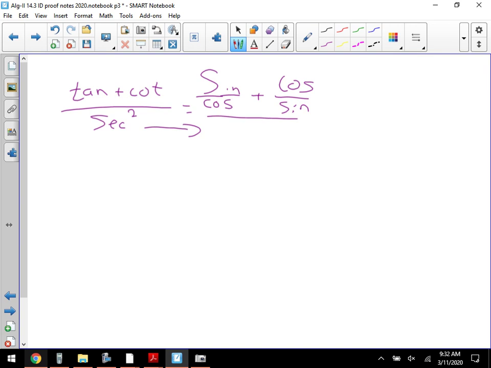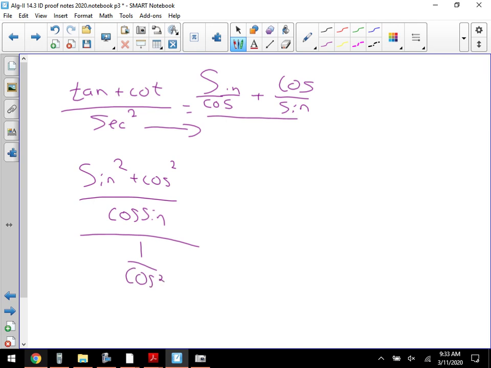Okay. Common denominator then gives you sine squared plus cosine squared, all over cosine sine, divided by secant squared, if you will. Secant squared is 1 over cosine squared. Bring it up and flip it. What's sine squared plus cosine squared? So this becomes 1. Cosine drops, you get cosine over sine. Just cotangent. Cosine over sine.